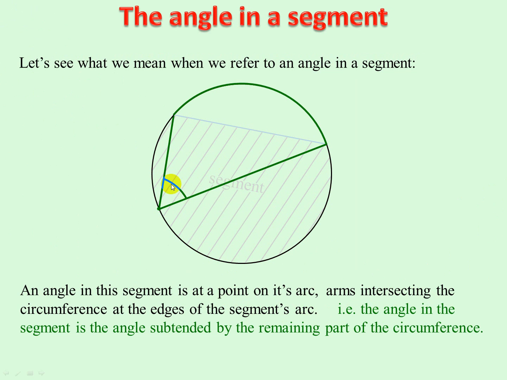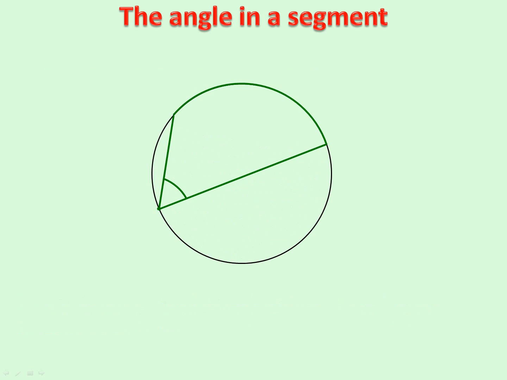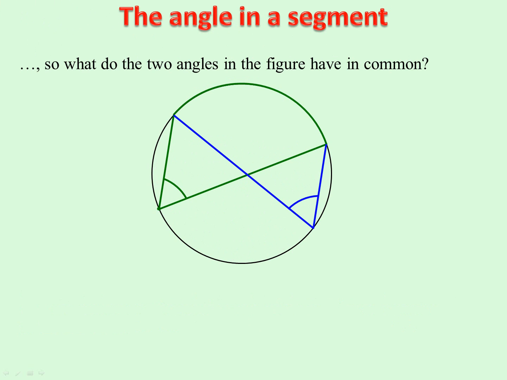Another way to look at it is to say, we could see it as the angle subtended in that segment by the remaining part of the circumference, the remaining arc. There it is, that arc is subtending this angle. We've come across that quite a bit already in the angle at center. What do these two angles have in common? They're angles in the same segment.